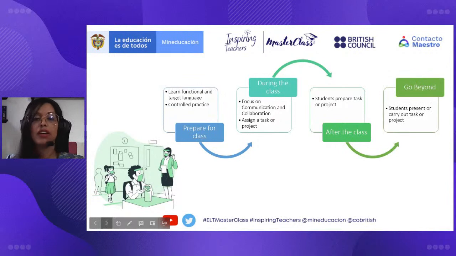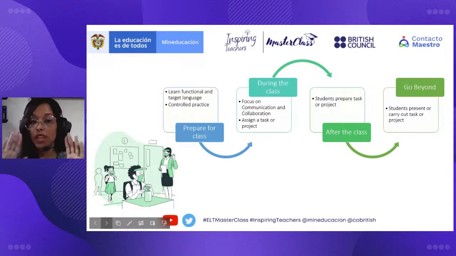And in the going beyond is when our students come back to class, they can present or even carry out their task or project and be able to really use the language and familiarize themselves and be engaged in an activity that they can really use to continue furthering their language learning.